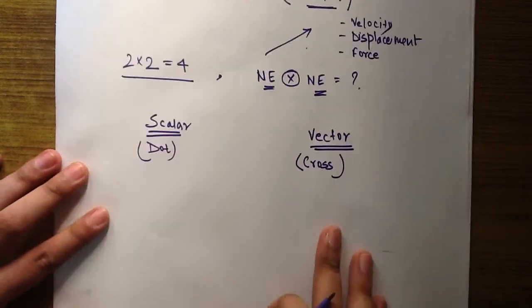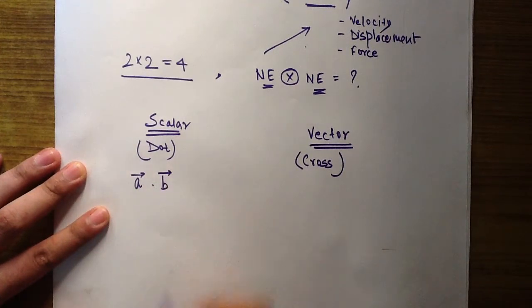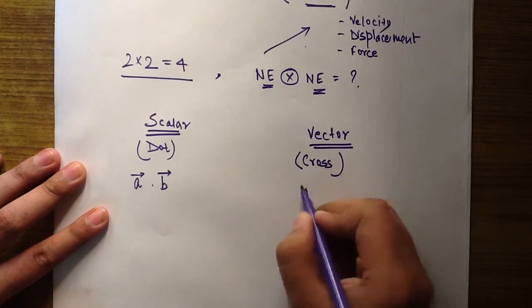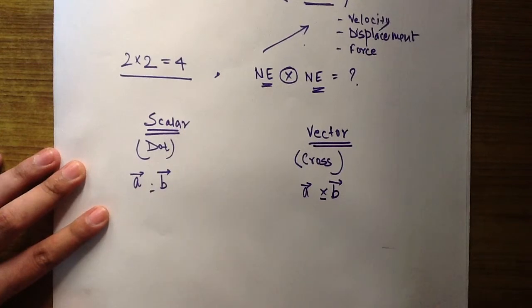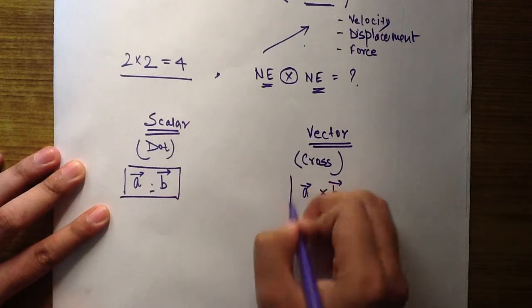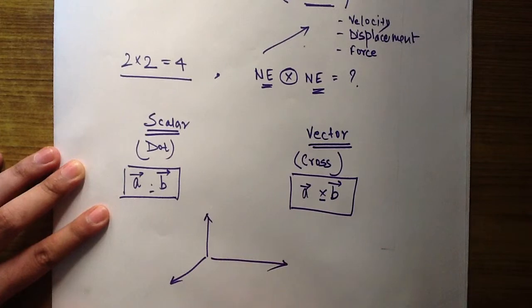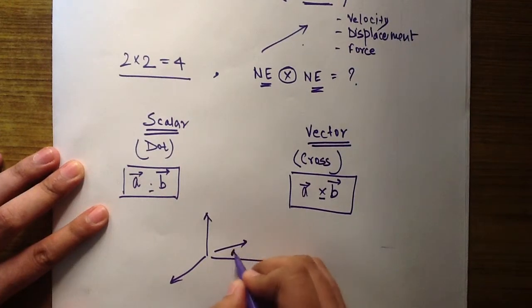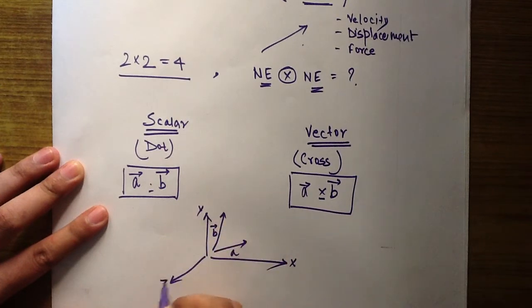Now, the dot product is represented by this, and a cross product is represented by this. Because of the cross, we have a cross, and because of the dot, we have a dot. Now, it's important that these are the only two types of multiplication that can exist for vectors. Why? Because these two do not depend on the absolute orientation of the two vectors with respect to the chosen axes, that is x, y, and z.